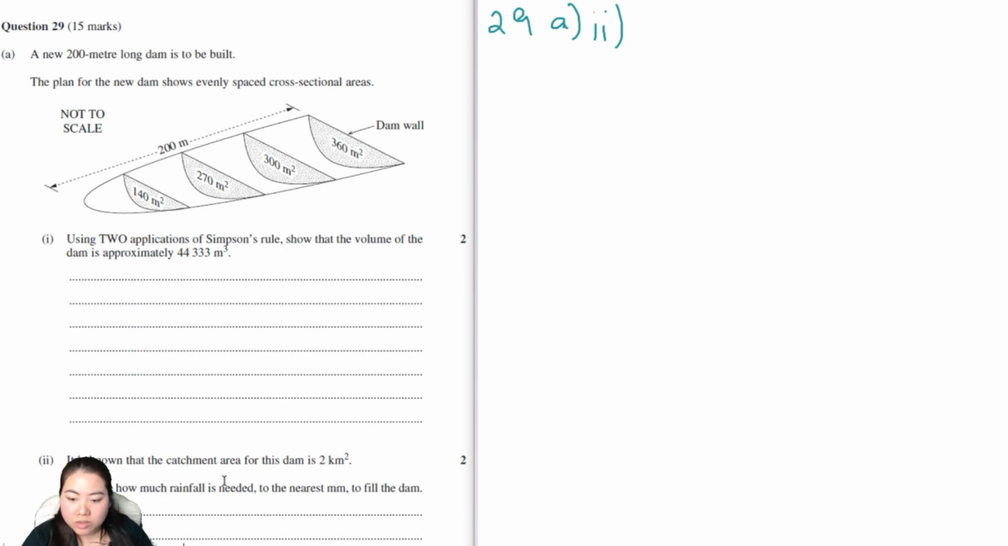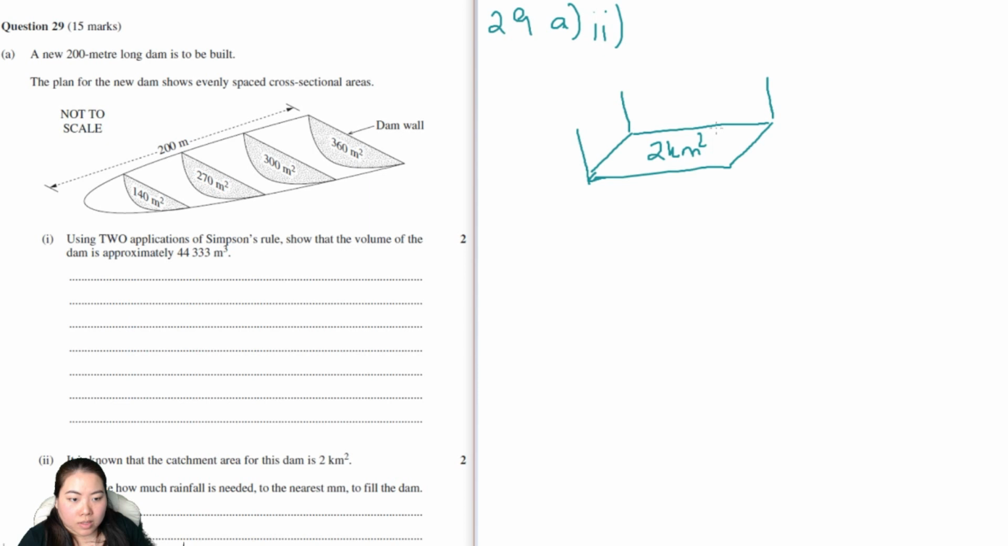Second question. It is known that the catchment area for this dam is 2 square kilometers. Calculate how much rainfall is needed to the nearest millimeter to fill the dam. It's basically asking if we have a pool. So I'm just going to quickly draw. This is the floor of the pool. And the floor of the pool is 2 square kilometers. How many millimeters of rain?